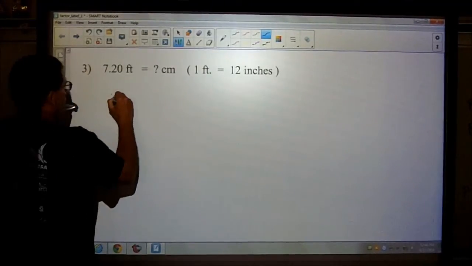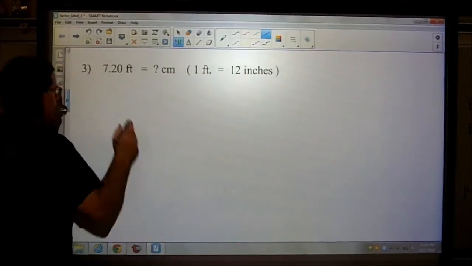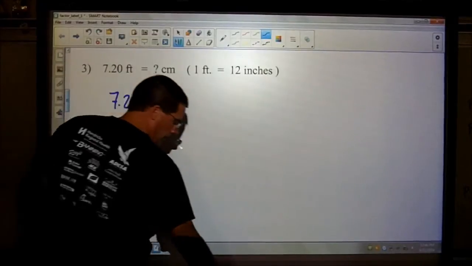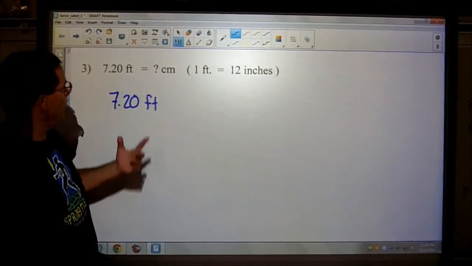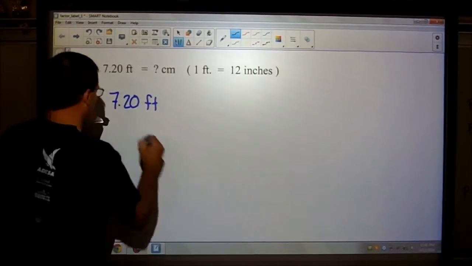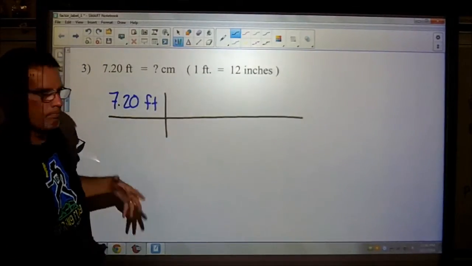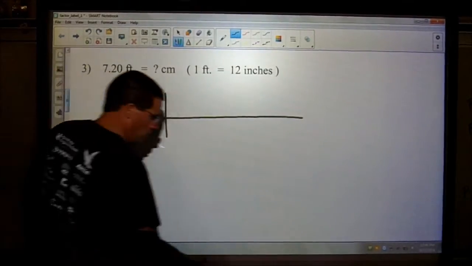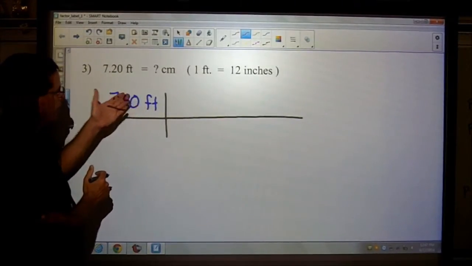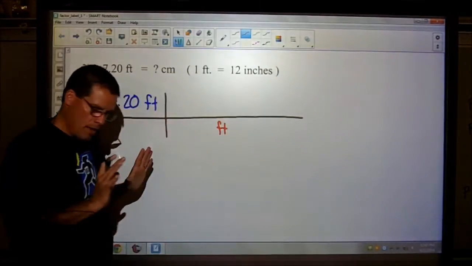So 7.20 feet. And again, we're going to go more than one step because this is not a metric to metric. So there'll be at least 2 steps in this one, and that's okay. So I'll draw my factor label thingy, whatever it's called. I don't even know what it's called, to be honest. We do want to get rid of the unit that we started with, feet. So again, we're going to move it diagonally, the unit, because again, I want to get rid of that unit.